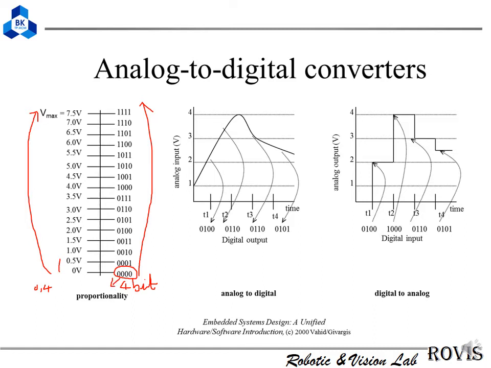So the number of bits here is very important. It's called the resolution of the converter. When the resolution is higher, for example 10 bit or 8 bit, the reading will be smoother. For example, if we have 10 bit here, then we can read a smaller signal, a smaller voltage.